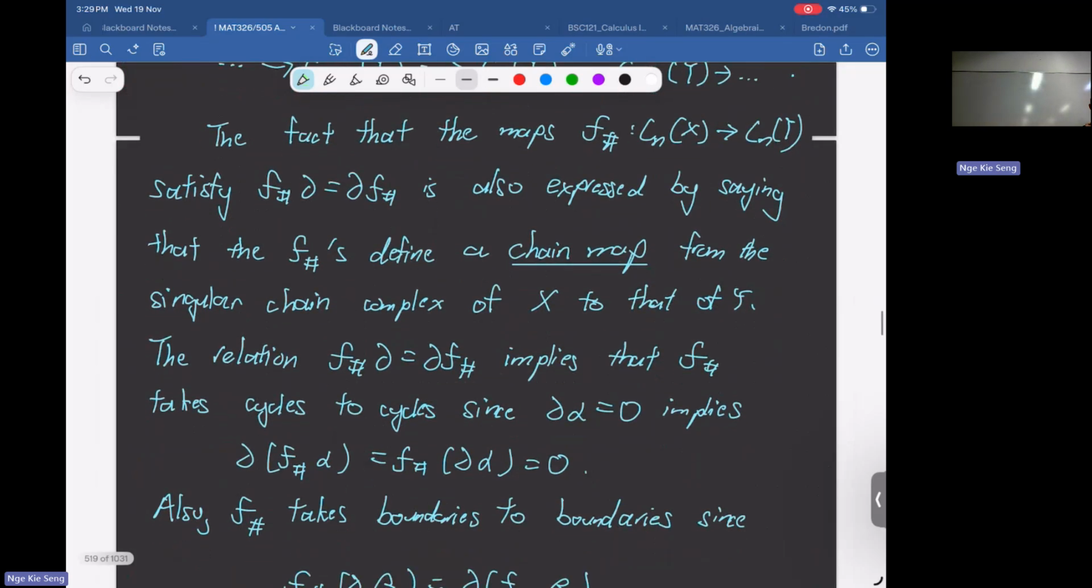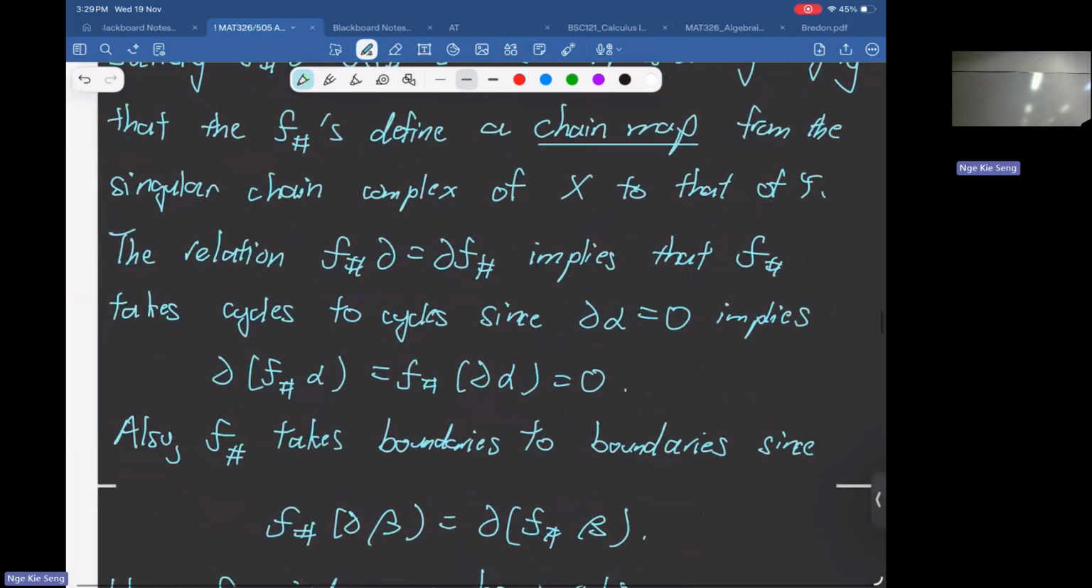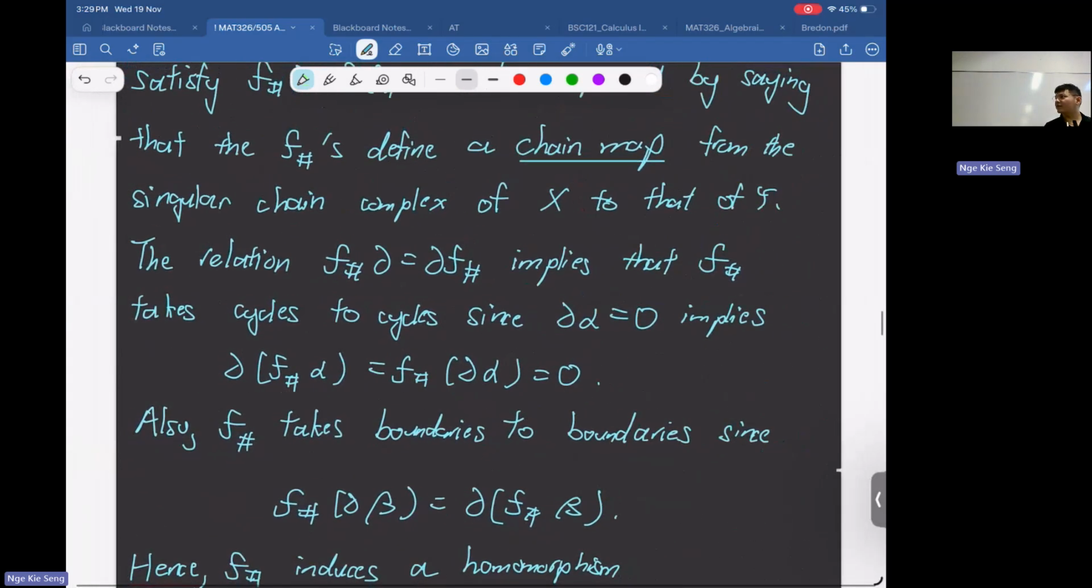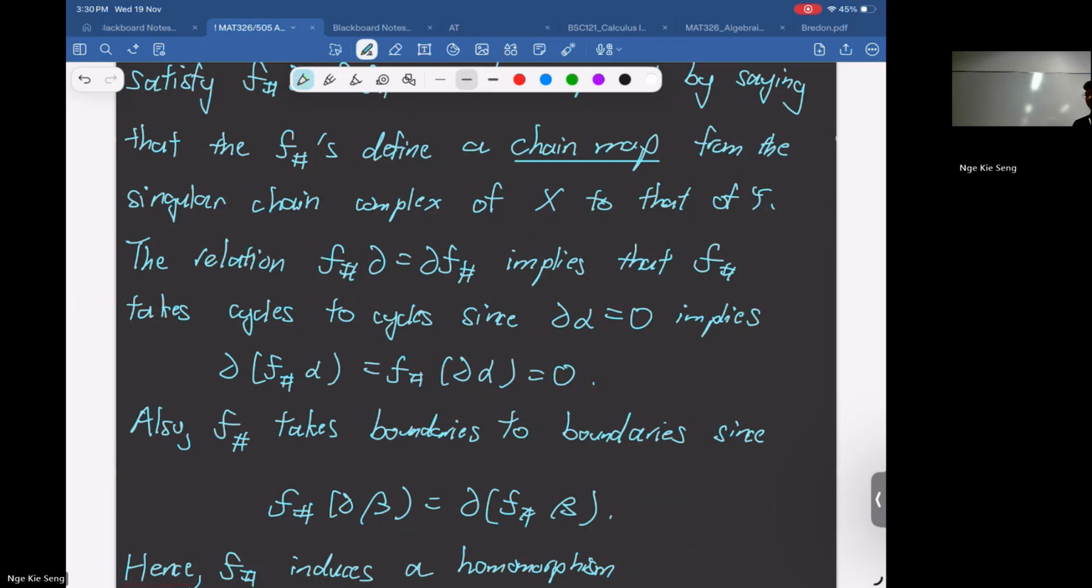So what's the use of this commutativity? If you compute this, let's see where to start here. Okay, let's start from here. Take an alpha such that the boundary of alpha is 0, meaning it's in the kernel of this level of delta. Just call it an n level. Then what do you do here?